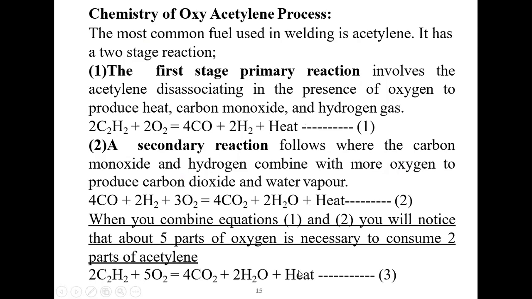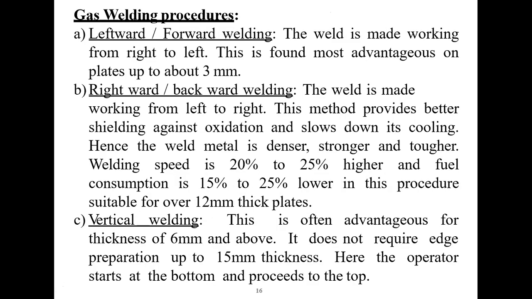Here we can notice one thing, that 5 parts of oxygen are necessary to consume 2 parts of acetylene. That means this, and we are getting heat. And by using this heat, we can melt the metals and join them and do our welding properly. So this is the oxyacetylene gas welding.